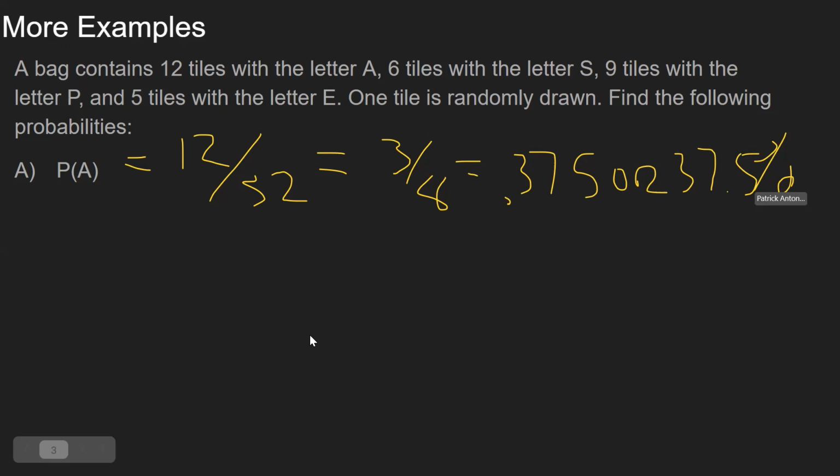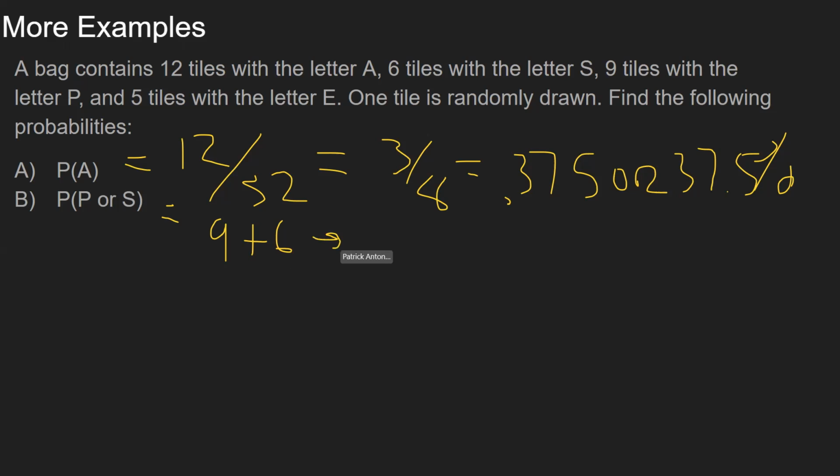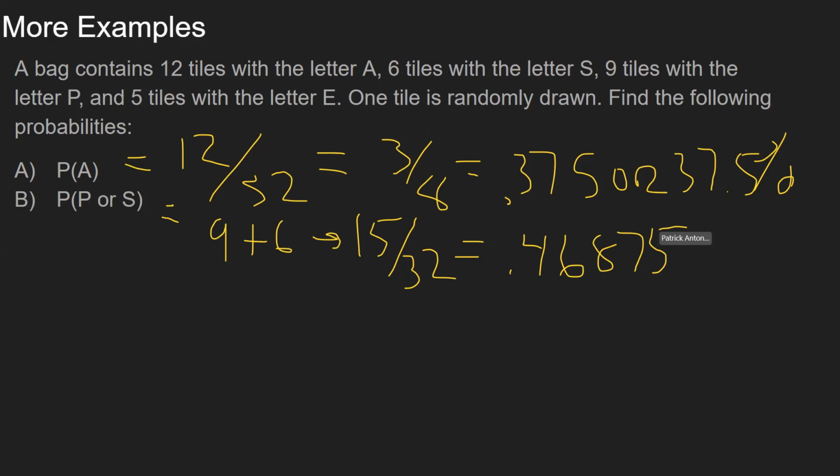Okay, next one, probability of a P or an S. So this notation here means probability of selecting an A. This means probability of selecting a P or S. Well, there's 9 ways to pick a P, and an S has 6 ways to do it. So that's going to be 15 out of 32. And 15 out of 32 is 0.46875. And we could convert that to a percent if we needed to.